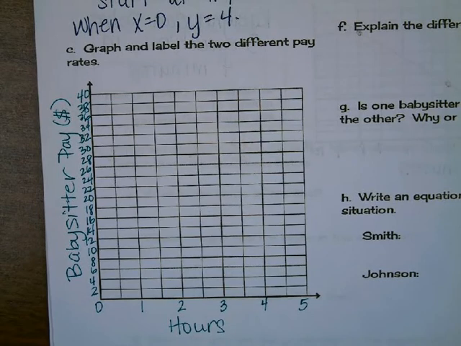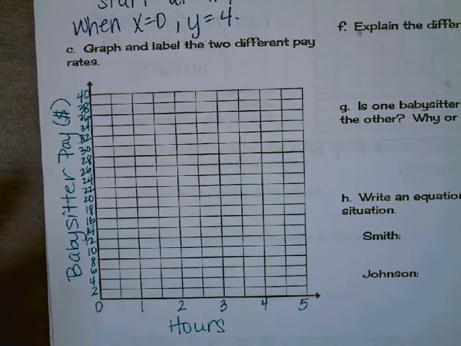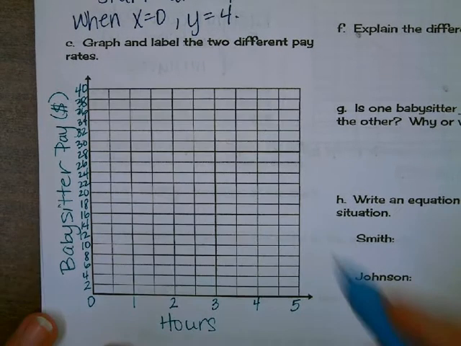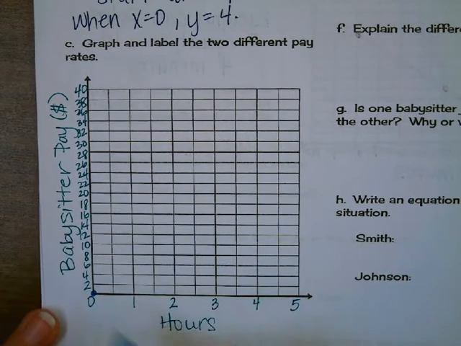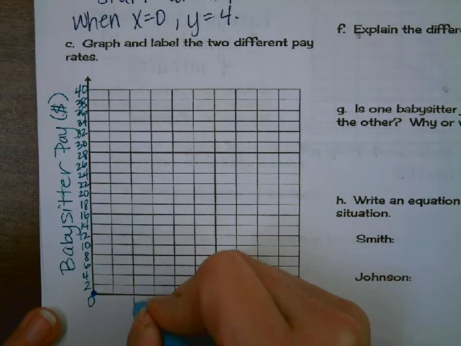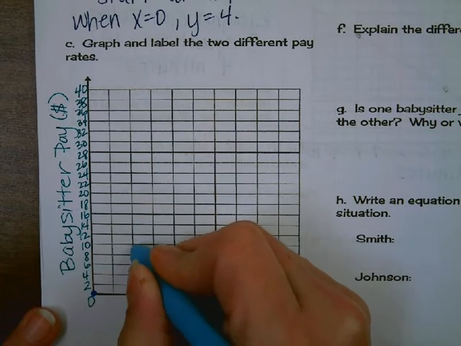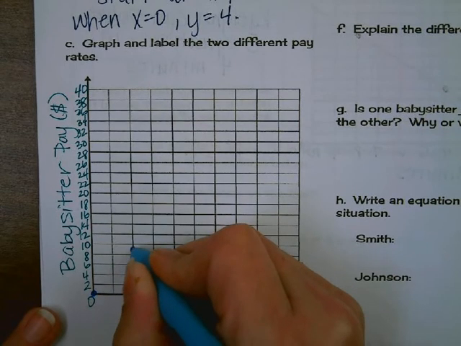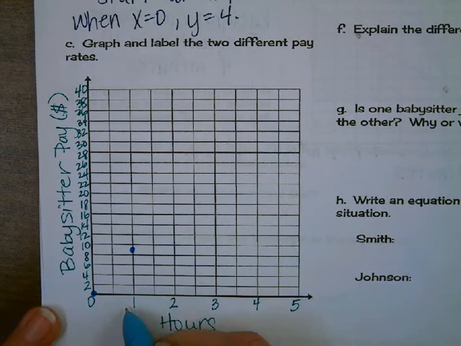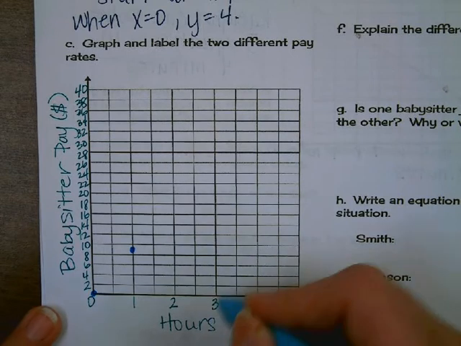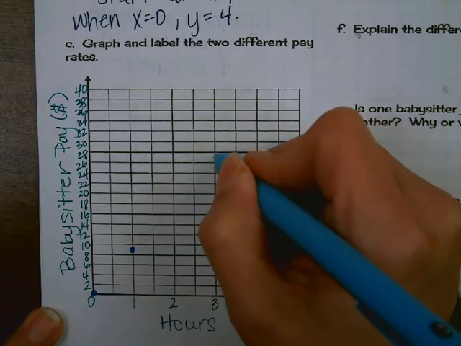Perfect. So now it's time to plot my points. Well, I have two different colored pens. If you don't, you can graph them in pencil and then we can take a highlighter and go over them. But first I'm going to go ahead and graph all of my points. So according to Ms. Smith, at 0 hours, I pay $0. At 1 hour, I pay $9. So here's my 8 and my 10, so I know my 9 has to be right in the middle.